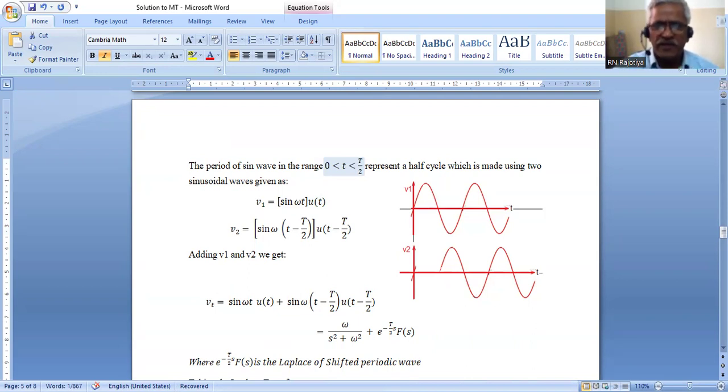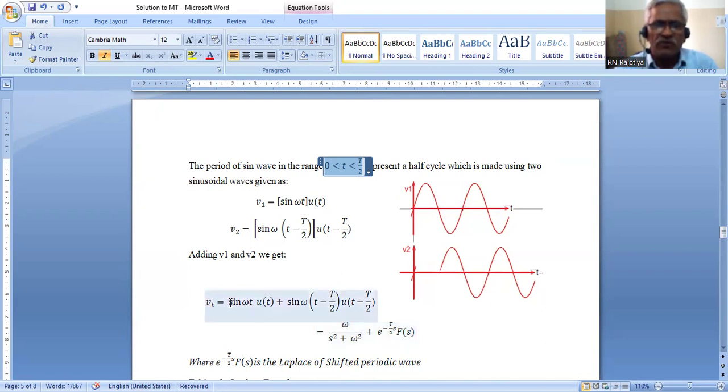Okay, fine. Now you understand those and come back to it. So you need to add these two signals. Adding these two, we get V(t) is equal to sine of omega t plus this shifted sine of omega (t minus T by 2) u(t minus T by 2). And which will be equal to omega over (s squared plus omega squared) plus e to the power of minus T by 2 s into F(s).